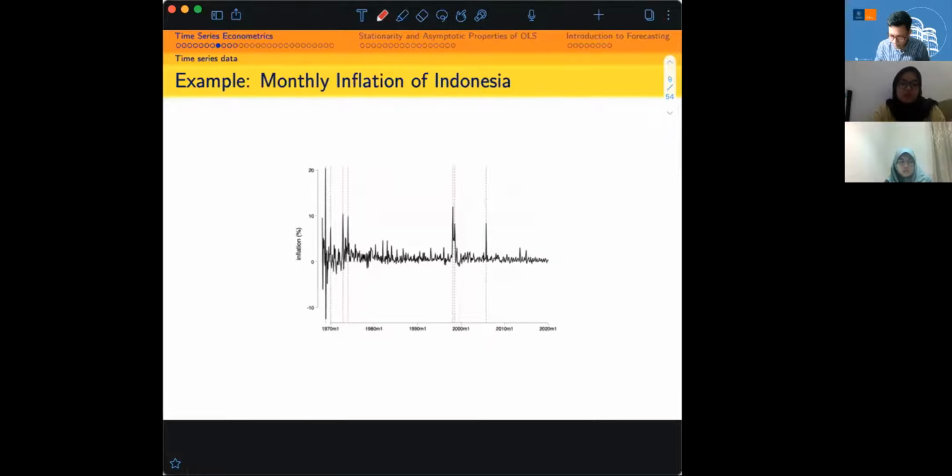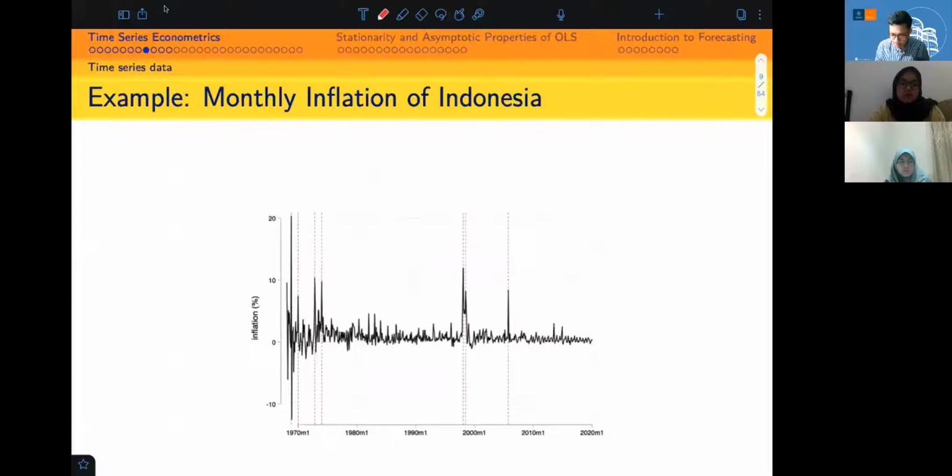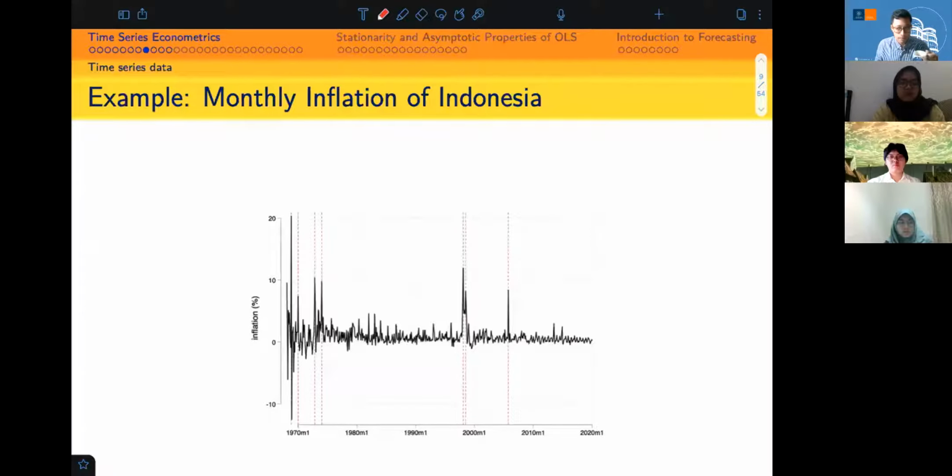Does anyone want to provide how to calculate inflation given that you have the consumer price index data? Okay, so I guess you can calculate it using change.